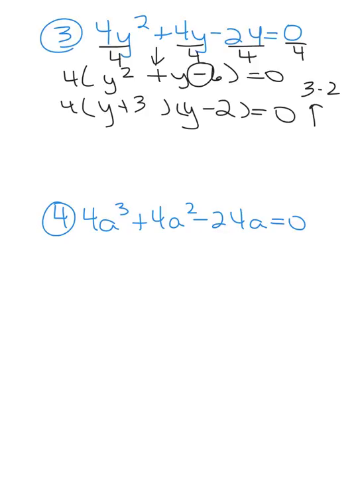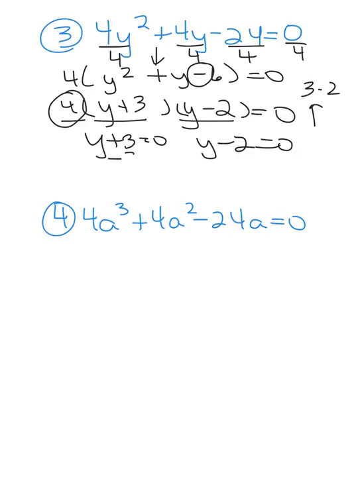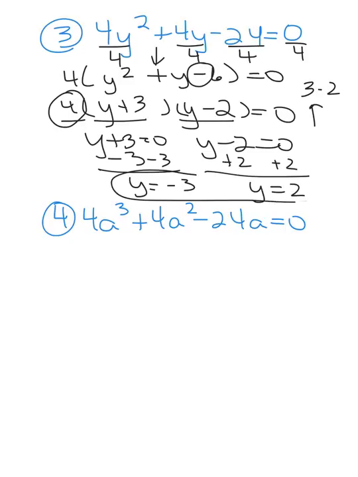Now I need to solve. So I know that 4 times y plus 3 times y minus 2 gives me 0. Now I don't have to do anything with that 4 because there's not a variable attached to it. I can't say that 4 is equal to 0 because 4 is not equal to 0. 4 is equal to 4. So I'm going to set y plus 3 equal to 0 and y minus 2 equal to 0, and I'll subtract 3 from either side, and I have y is equal to negative 3. Or again, I'll add 2 to both sides, isolate my variable, and I have y is equal to 2.